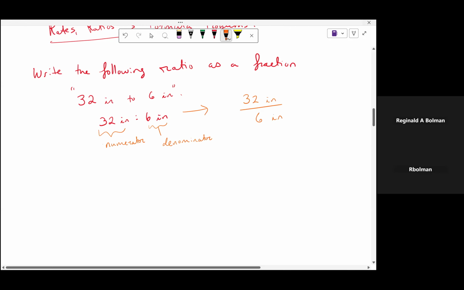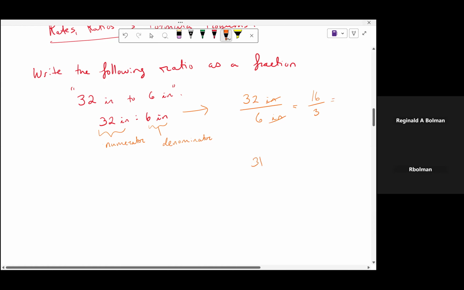And by the way, guys, what you're looking for with ratios is that the units need to be the same in the numerator and the denominator of your fractions. In this instance, we have 32 inches on top, we have 6 inches on bottom. The numerator and denominator units are the same, so they cancel out, giving us 32 over 6, which we know can reduce by dividing by 2 on top and 2 on bottom, to 16 over 3, because 2 goes into 6 3 times and 2 goes into 32 16 times.